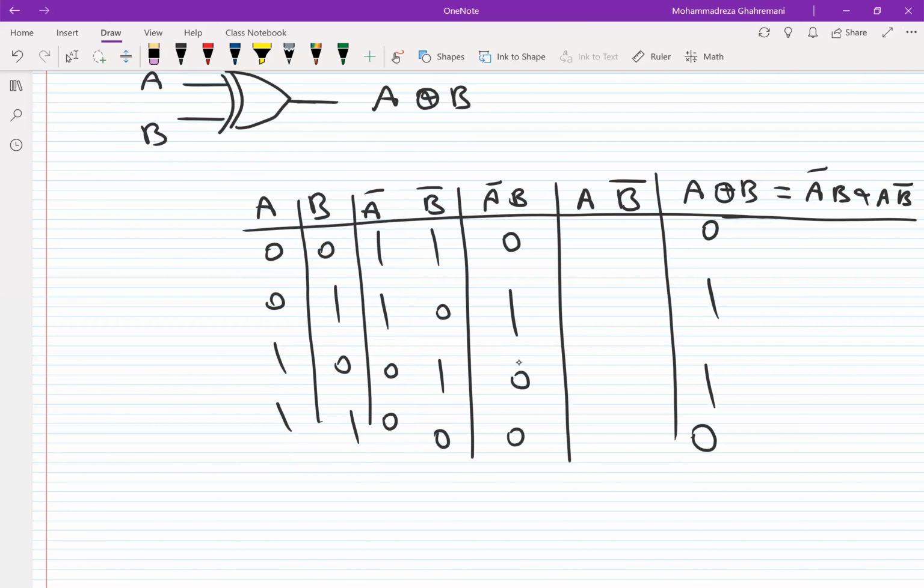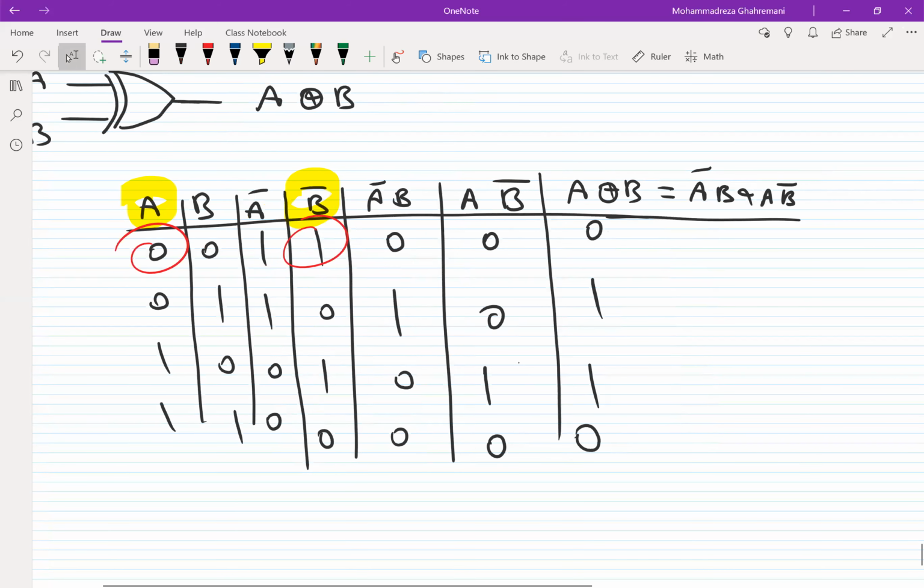Okay. And what about A B bar? So we consider these inputs. A B bar is equal to 1 if both A and B bar are equal to 1. So A B bar is 0, A B bar is 0, A B bar is 1 and A B bar is equal to 0.